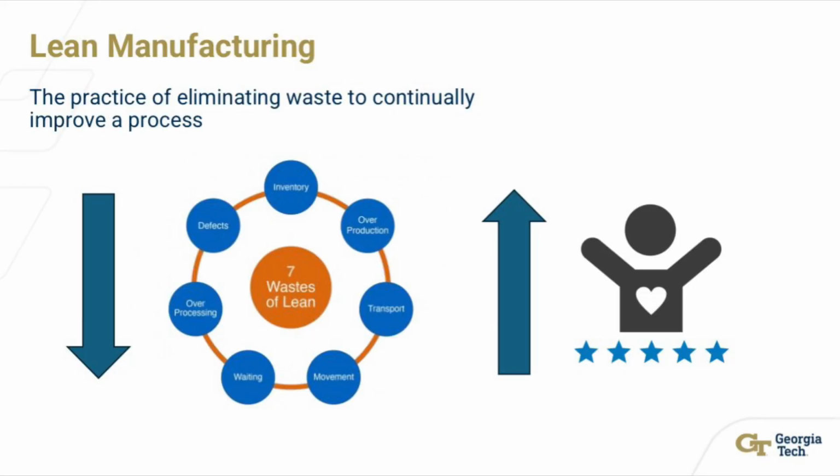Lean manufacturing is the process of eliminating waste, specifically inventory, defects, overprocessing or overproduction, transport waste, movement, or unnecessary waiting. And all of this is done to continually improve a process so that more value is delivered to the customer.